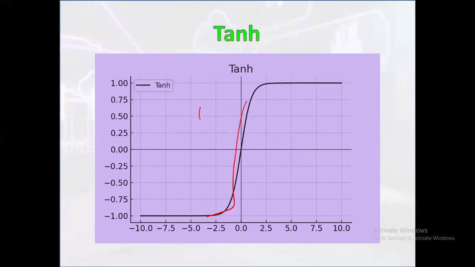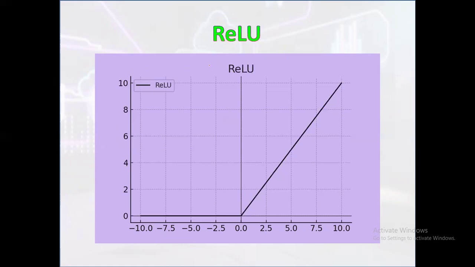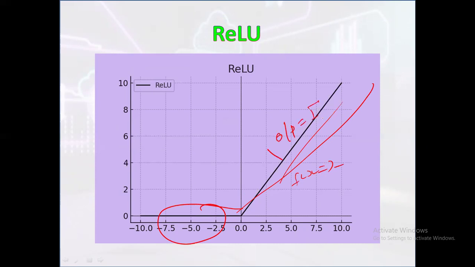ReLU function. What is ReLU? Rectified linear unit. It is given by f of x equal to maximum of 0, x. In the graph, below 0 the value is 0, and after that it increases sharply. For positive inputs, f of x is equal to x, linear, so the output is equal to the input. But below 0, the value is 0. This piecewise nature allows it to be both simple and effective.